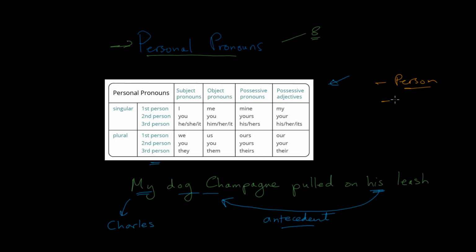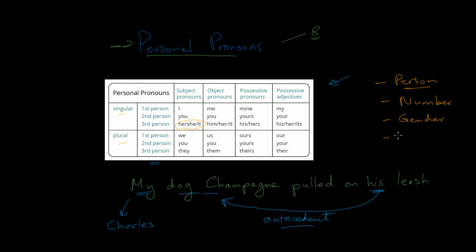The next term that we often use is number, and this is pretty straightforward. We have singular and plural in this case. Then we have gender. Gender, that doesn't show up too much in these particular pronouns, but we can see it here, right? He, she, it, masculine, feminine, and neuter, whereas the other pronouns are not gender specific.